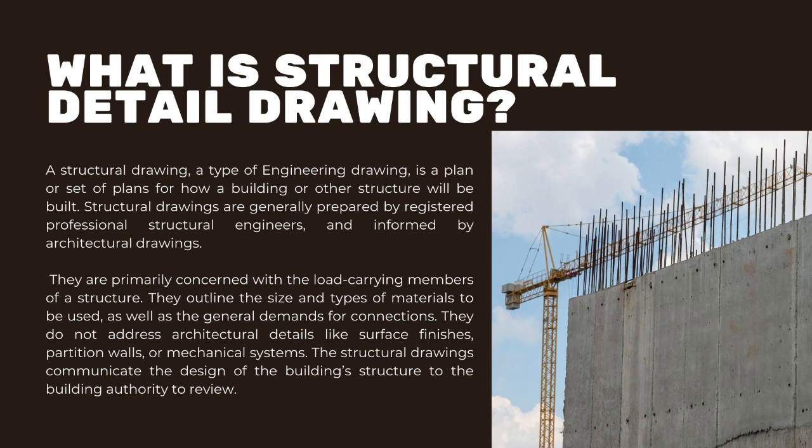A structural drawing, a type of engineering drawing, is a plan or set of plans for how a building or other structure will be built. Structural drawings are generally prepared by registered professional structural engineers and informed by architectural drawings. They are primarily concerned with the load-carrying members of a structure. They outline the size and types of materials to be used, as well as the general demands for connections. They do not address architectural details like surface finishes, partition walls, or mechanical systems. The structural drawings communicate the design of the building's structure to the building authority to review.